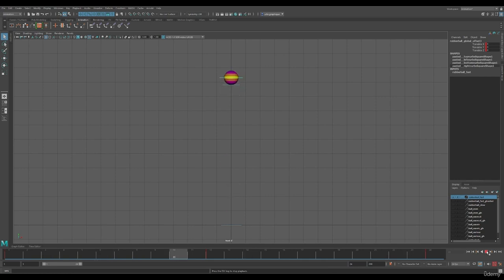Timing refers to the number of frames between the poses. Let's say we have a bouncing ball, which bounces one time in 24 frames. We know that the ball reaches its highest position in 12 frames, and then in another 12 frames it goes back to its default position on the ground.